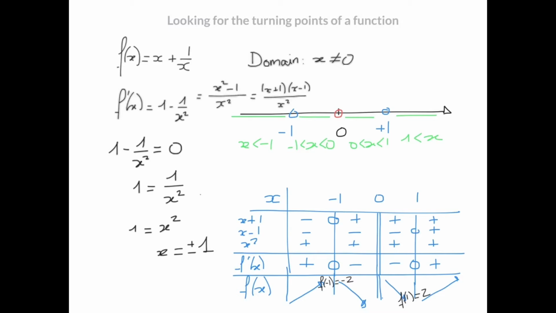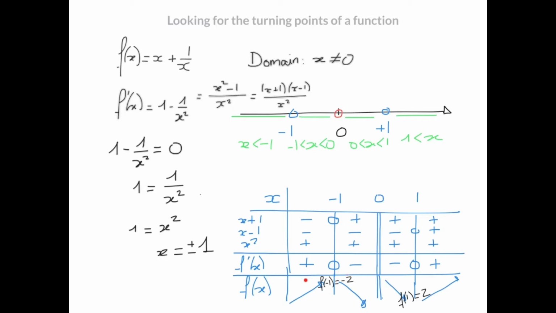Similarly, we can plug the value 1 into the formula for f to get the value of f of 1, which is 2, so this is a local minimum. It's quite funny here to see that actually the local maximum is below the local minimum. But keep in mind that these ideas of maximum and minimum are really local ideas.